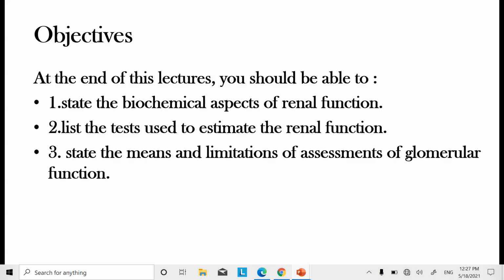The objective of this lecture is to state the biochemical function of the kidney and list the tests that can be used to assess the glomerular function, and we will state the limitation of each of these tests that can be used in the assessment of the glomerular function.